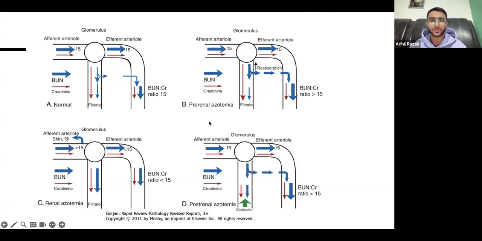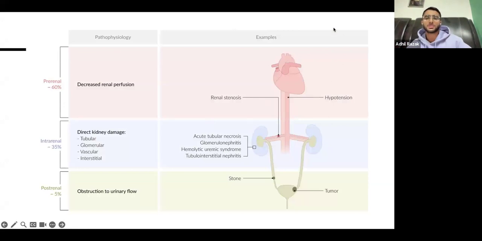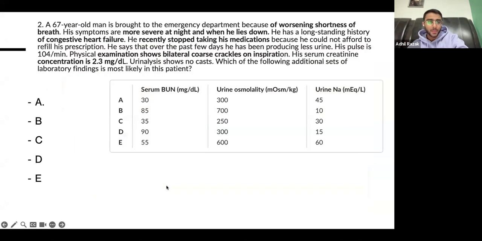All right. This is another picture just to give you the etiology of what these azotemias could be caused by. Pre-renal, most of the time, is because of decreased renal perfusion. Intrarenal is due to direct damage to the kidneys, which could be tubular, glomerular, vascular, or interstitial, like glomerulonephritis, hemolytic uremic syndrome, anything that could damage the kidneys themselves. And post-renal is the smallest portion of the distribution among these, and it is obstruction to the urinary flow. It could be a stone or a tumor.